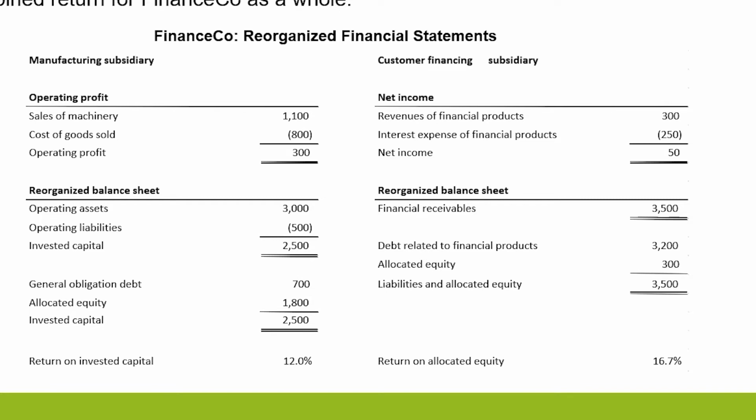And then I have my financial receivables. That's what I'm owed. My debt related to financial products, that's what I owe. And then my portion of the allocated equity to balance the balance sheet. Now notice that we have return on invested capital on the manufacturing arm of 12%. And then we have what's called return on allocated equity.